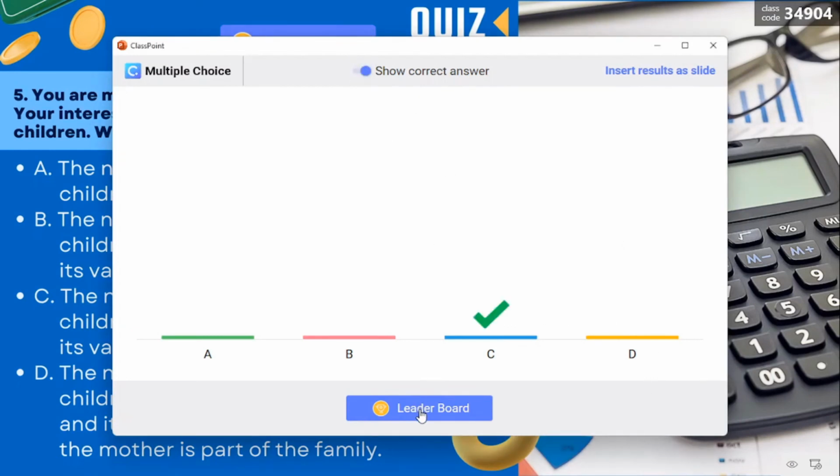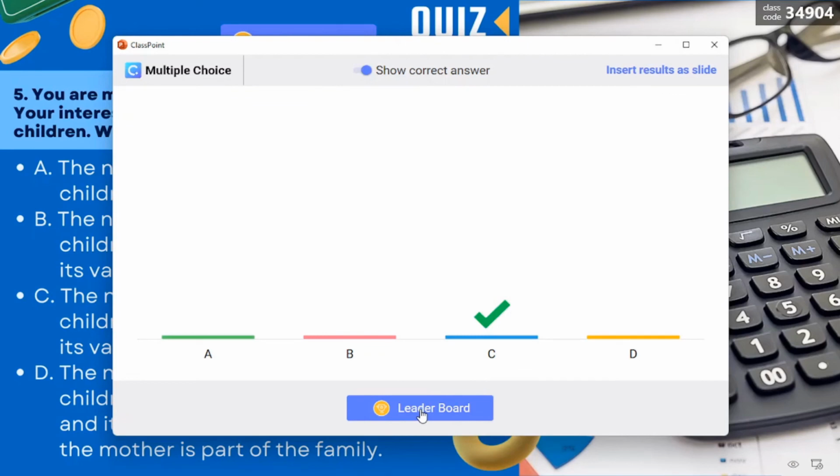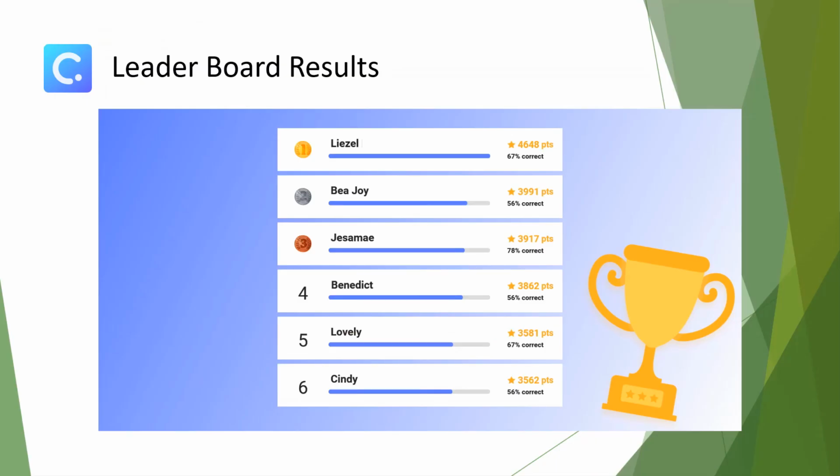Okay, letter C is the correct answer. Did you answer it correctly? Excellent. Let's check the result. Oh, for the third place, we have Jessamy with 3,917 points. And ranking second, we have Bea Joy with 3,991 points. And in the top one, who got a total of 4,648 points. Congratulations to Lizelle.